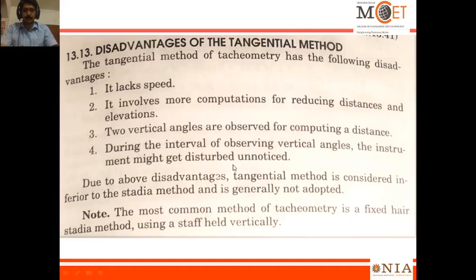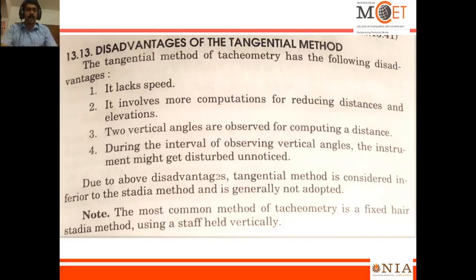The third point is that it slows the process, right? So two vertical angles have to be observed for computing the distance. It involves more computations for reducing distance and elevation. During the interval of observing vertical angles, the instrument might get disturbed unnoticed. So this may increase the inaccuracy of the process. Due to the above disadvantages, the tangential method is considered inferior to the stadia method and is generally not adopted.